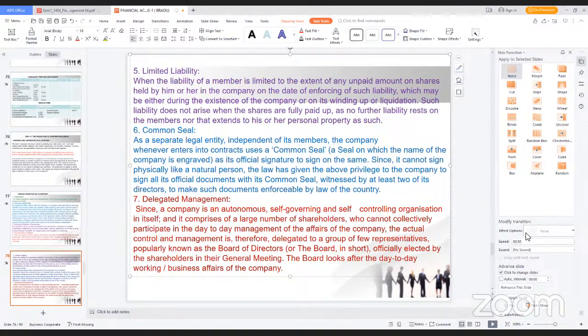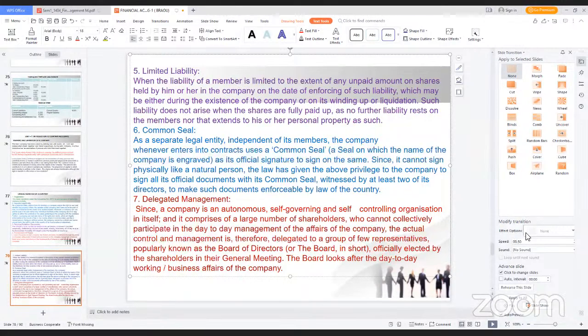They can have the such liability does not arise when the shares are fully paid up. Only the further liability rests on the members, not to the extent of his or her personal property as such. So here the limited liability is given at the time of the company only, they will take the personal properties to whatever extent they have given the permission.